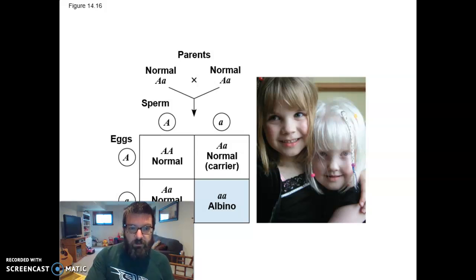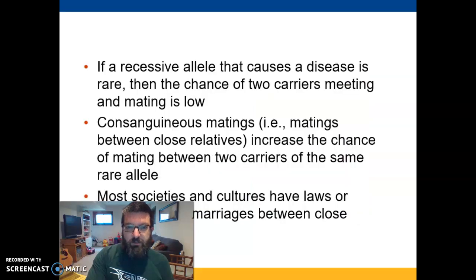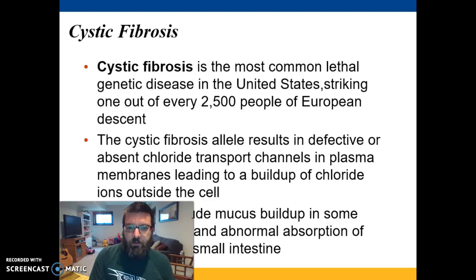So these are called consanguineous matings, and you tend to see, even in the animal kingdom, very little mating between close relatives. Now, it happens, but it's not too common. Now, albinism is not a big deal. You wear sunscreen and you're fine. But there are other recessive traits that can be a very big deal.